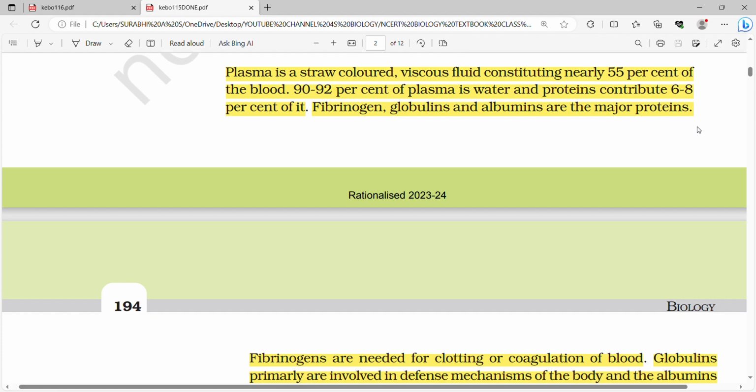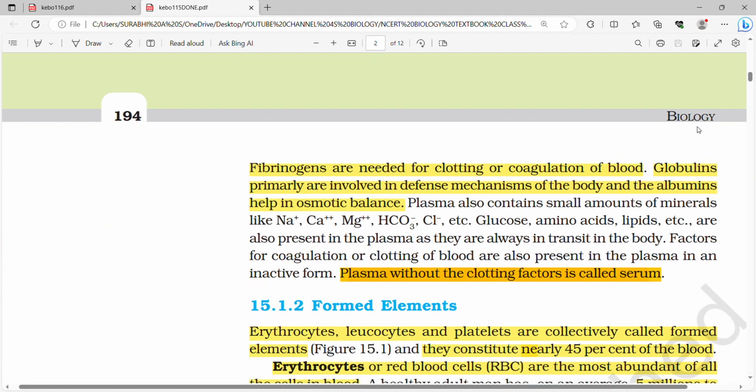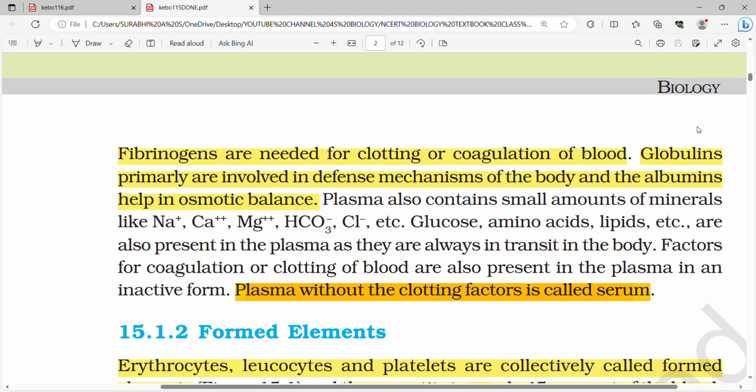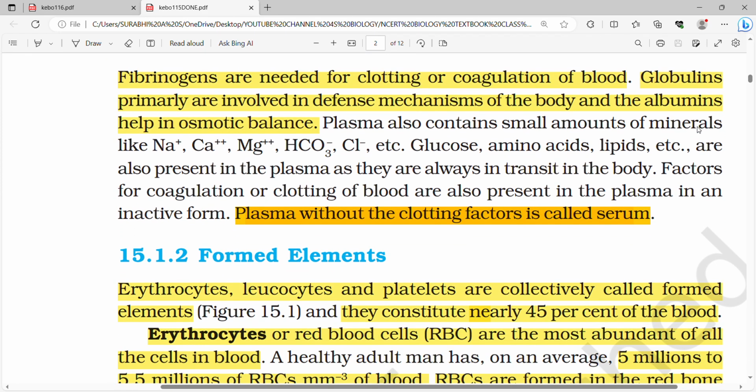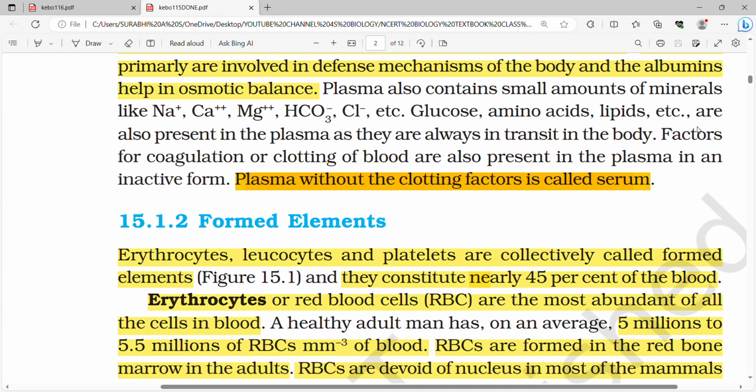And there are which types of proteins? Fibrinogen, globulins and albumins. So what are these three uses, which is very important? It has been asked in PYQ also. Fibrinogens are needed for clotting or coagulation of blood. Globulins are involved in the defense mechanism, and albumin will help in osmotic balance. This is also an important one: plasma without the clotting factors is called serum.